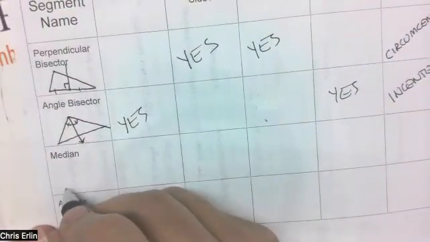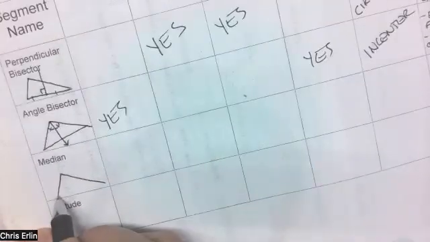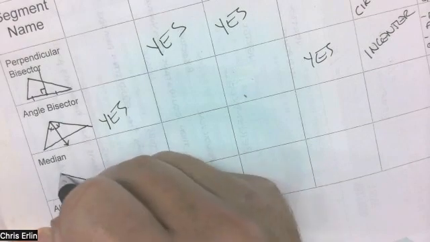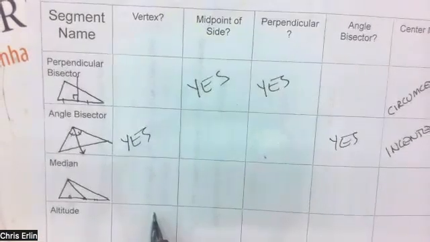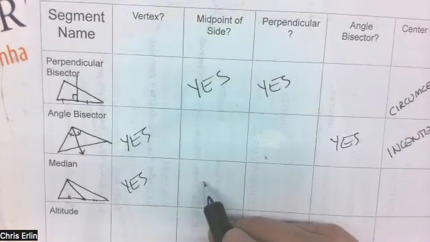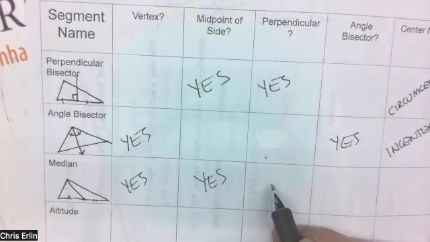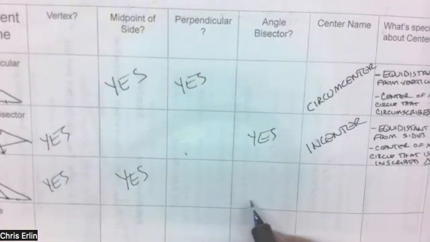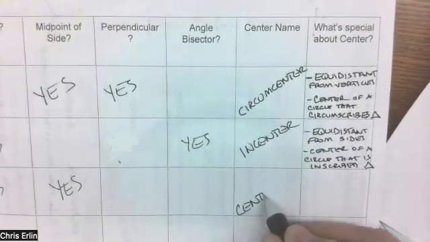All right, let's draw ourselves a median. Do you remember what a median is? Good, midpoint to the vertex. So does it definitely go through the vertex? Yes. Does it go through the midpoint of a side? Yes. Is it perpendicular? No. Is it an angle bisector? No. What center is formed by the medians? Centroid.